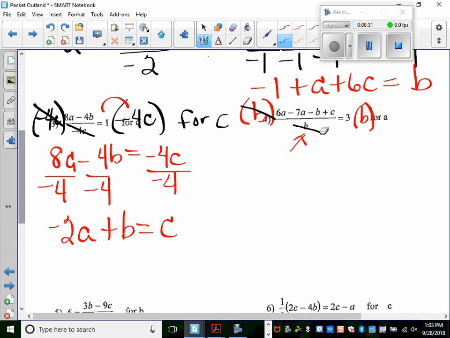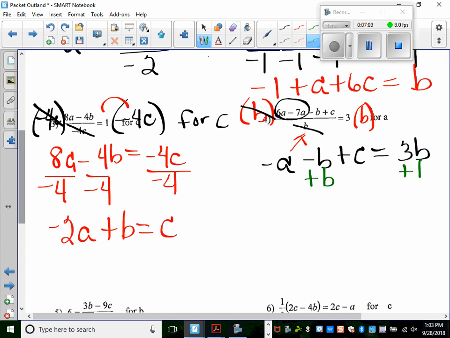I'll bring down 6a. Now, actually, instead of bringing down 6a minus 7a, can I just combine those together and just get negative a? Because 6 minus 7 is negative 1. So negative a minus b plus c equals 3b. Now, keep in mind, I'm solving for a. So let's get rid of the b term first. So let's add b to both sides.